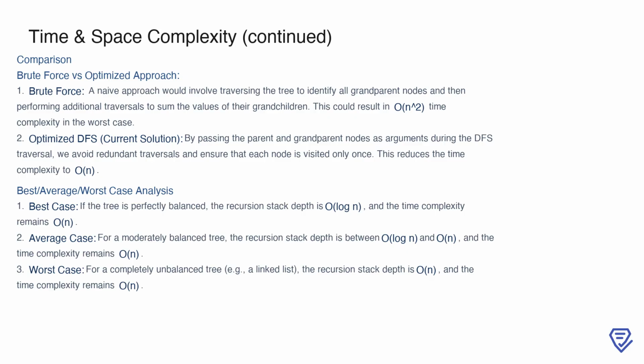When analyzing different scenarios, we see that in the best case, a perfectly balanced tree results in a recursion stack depth of O(log n). For a moderately balanced tree, the depth falls somewhere between O(log n) and O(n). In the worst case, with a completely unbalanced tree, the stack depth is O(n). Across all cases, the time complexity remains O(n).